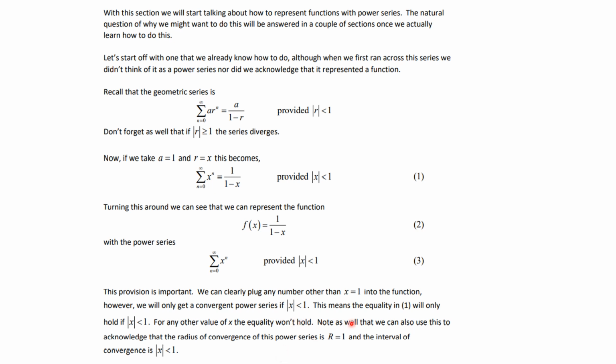So the inequality talked about up here will only hold if the absolute value of x is less than 1. Any other value won't work. Note as well that we can use this to acknowledge that the radius of convergence of this power series is r equals 1, and the interval of convergence is the absolute value of x less than 1, or x is between minus 1 and 1.